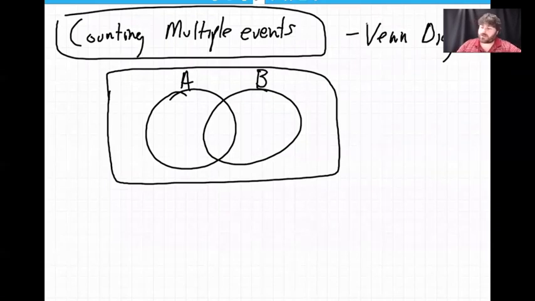Okay, so if somebody is in here, what do you know? Well, we know event A happened, but event B didn't happen. Okay, what about right here? Well, event B happened, but event A did not happen.